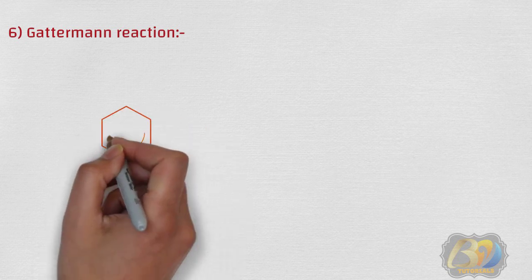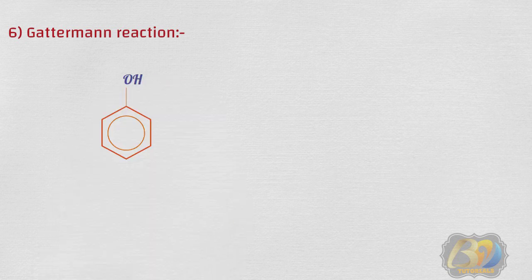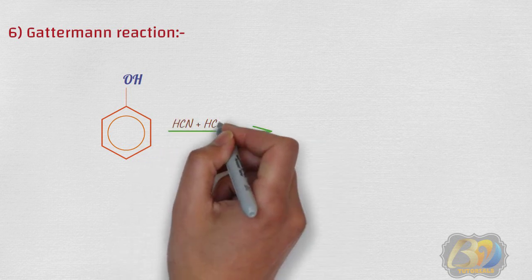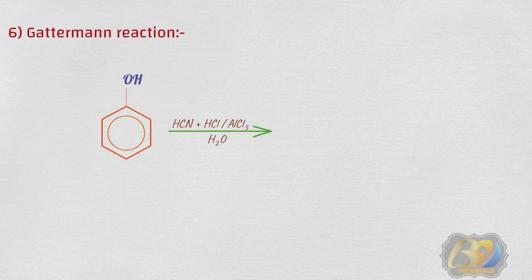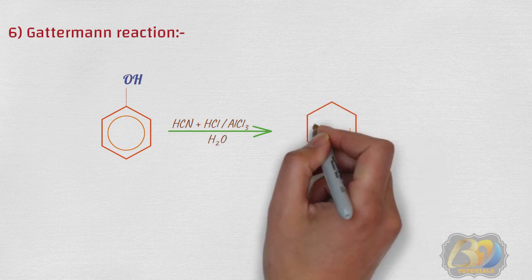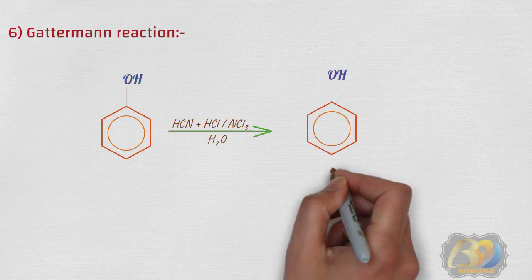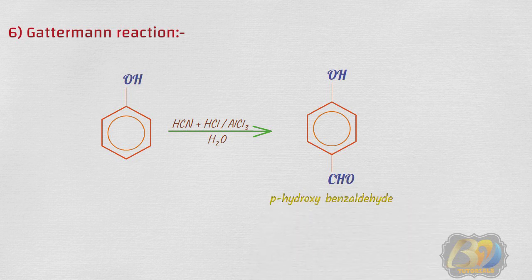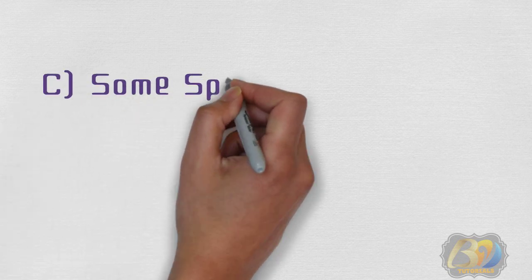The Gattermann reaction involves a replacement of the hydrogen atom from the para position of benzene by the aldehyde group. In this reaction, phenol reacts with a mixture of hydrogen cyanide and hydrochloric acid in presence of AlCl3 in water to form para-hydroxybenzaldehyde. Now let's discuss some special reactions of phenol.